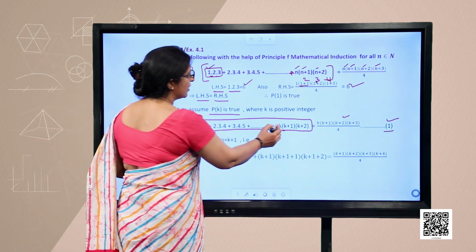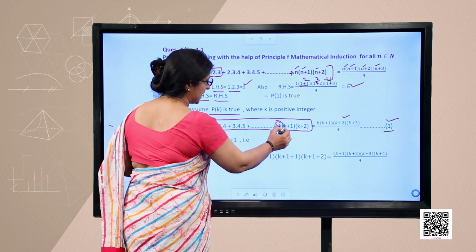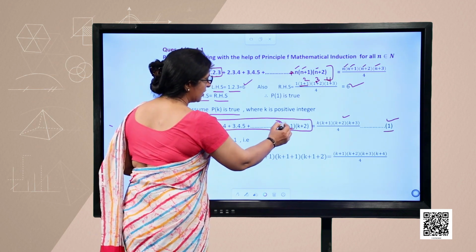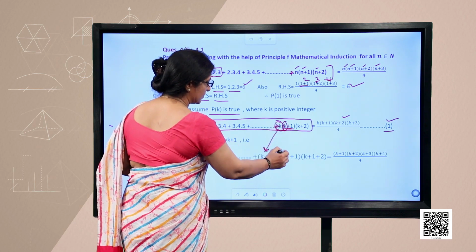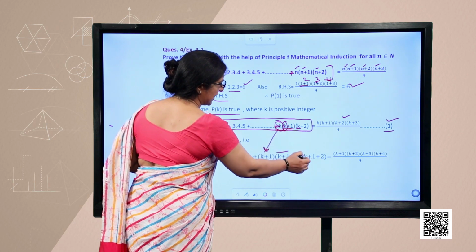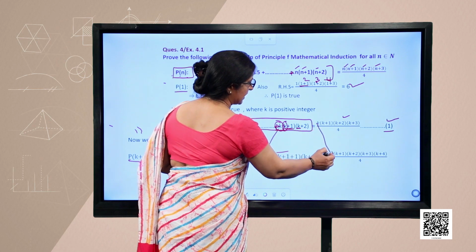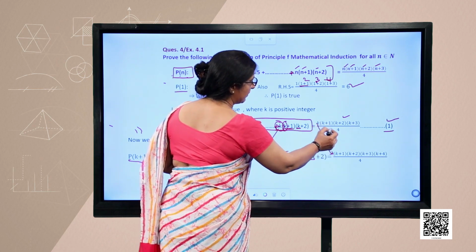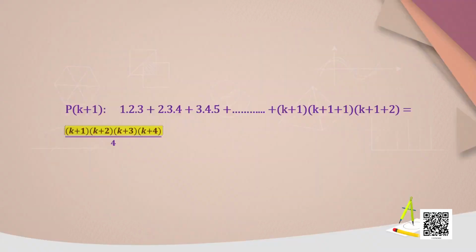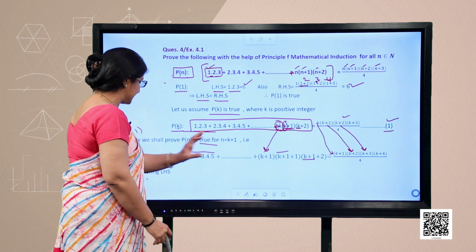Here what we have done? We have just replaced k by k plus 1 wherever there is k. Here k plus 1 is there. When we replace k by k plus 1, we get k plus 1 plus 1. Here k is replaced by k plus 1 plus 2, and in the same way k plus 1 will be replaced by k plus 2, k plus 2 will be replaced by k plus 3, and k plus 3 will be replaced by k plus 4, divided by 4. We need to prove this result.